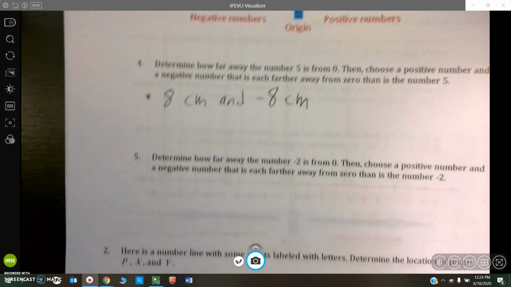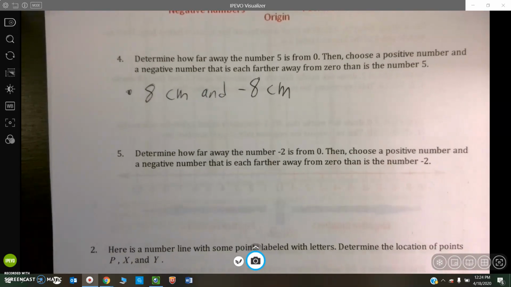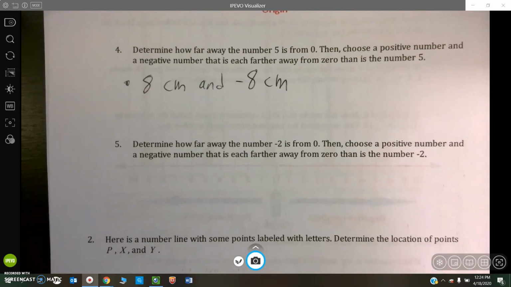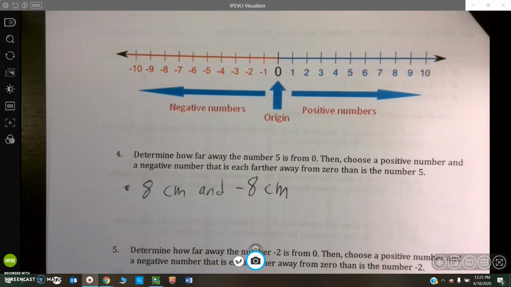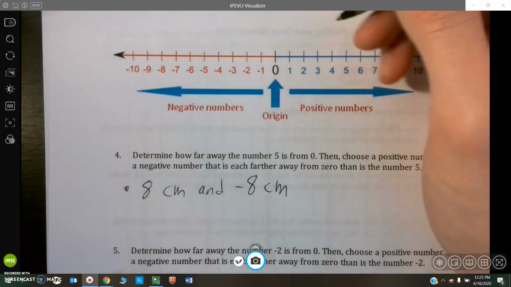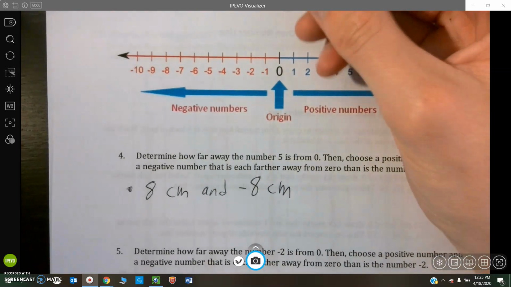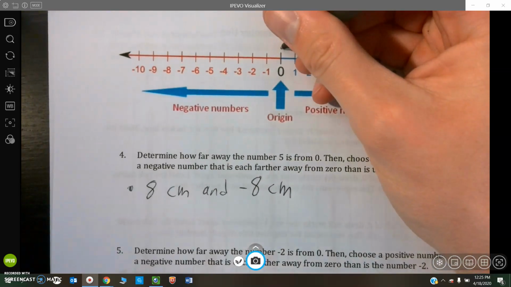So determine how far away the number -2 is from 0. Then choose a positive and negative number that is each farther away from 0 than is the number -2. So instead of using the ruler for this one, let's say we didn't have a ruler. We could also solve it like this.